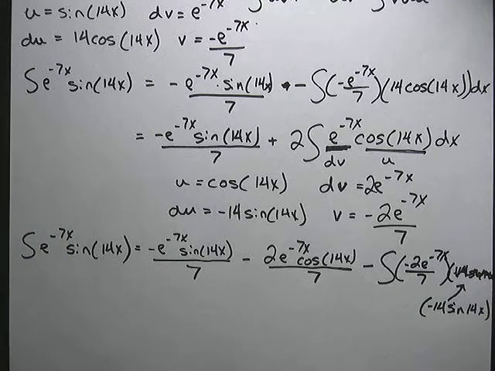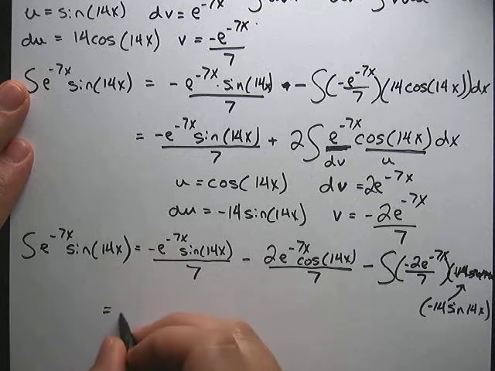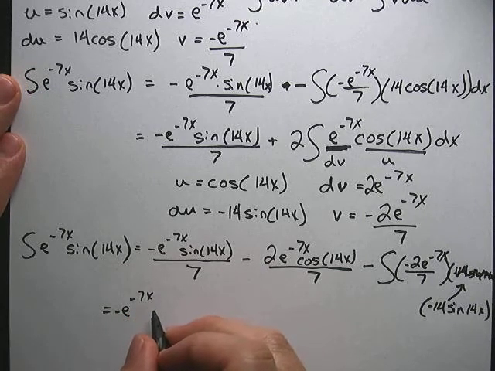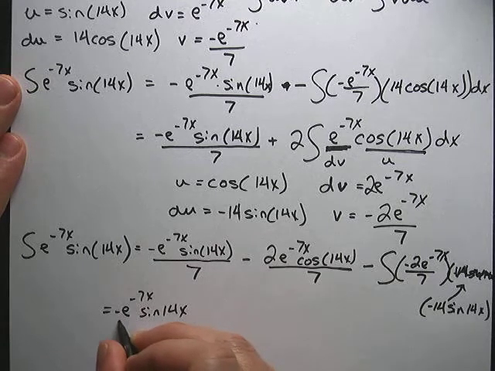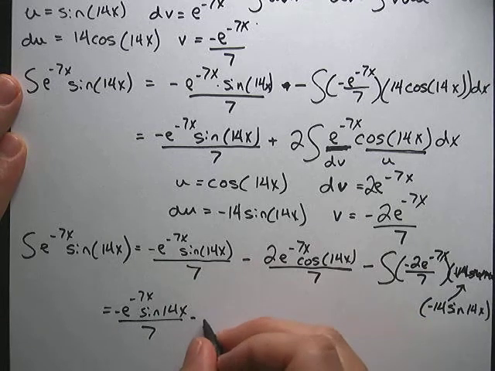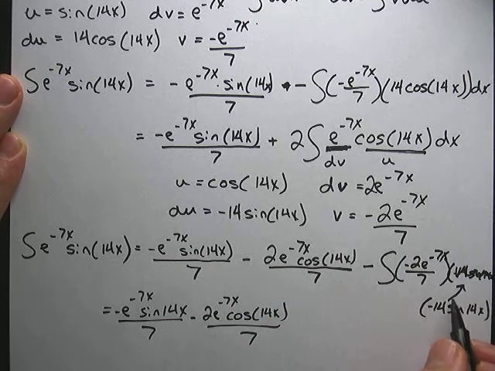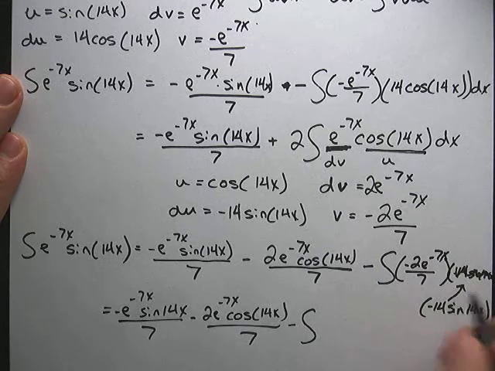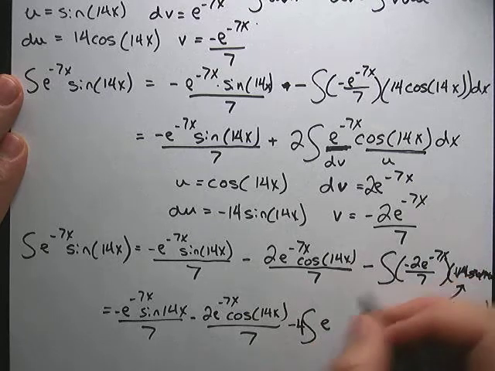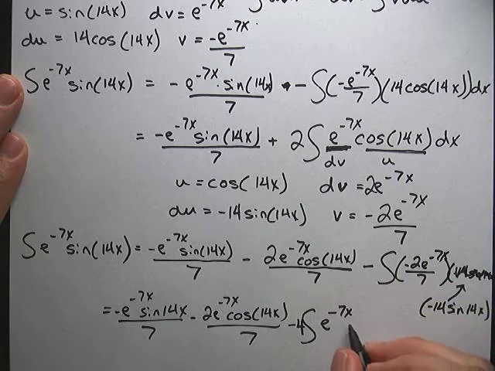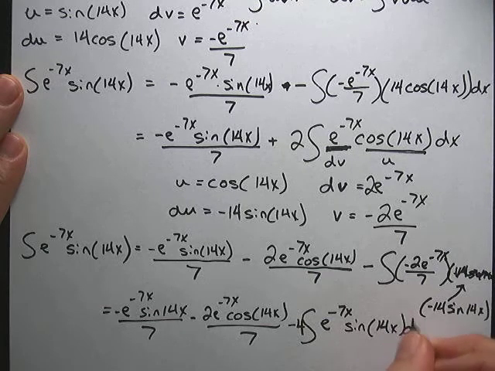Okay, so when we clean that up a little bit, we'll get, the first term stays the same, negative e to the negative 7x sine of 14x over 7 minus, this one's fine as well, 2e to the negative 7x cosine of 14x over 7. Clean this one up. How many negatives do we have? 1, 2, 3. So it's still negatives, but these two negatives can go away. So minus the integral of, let's see, what do we have here? The 14 times 2 is 28, divided by 7 is 4. So minus 4 takes care of all the numbers. E to the negative 7x times sine of 14x dx.